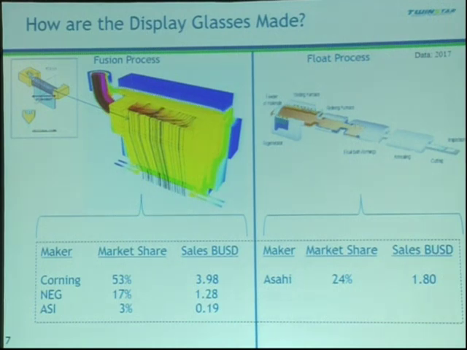But still, it is not as flat as the requirement of LCD. Therefore, with the float process, the bottom side has to be polished, for two reasons. One is there is some tin contamination, and also the flatness is not good enough. So they polish the glass, and that is why the glass produced by the float process is more expensive.